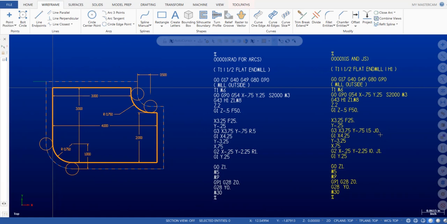J is the distance in the Y direction, and since we are perfectly in line with the center line of the radius, in this case J is 0. So that's how the I's and J's are used. I represents the incremental distance in X from the center of the tool to the radius, and J is the Y distance from the center of the tool measured to the center of the radius.